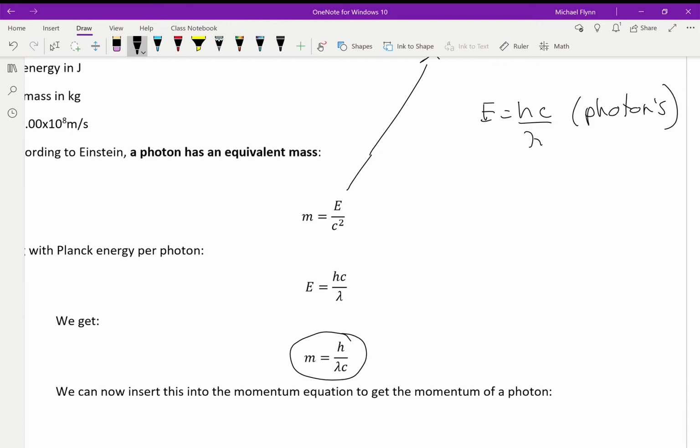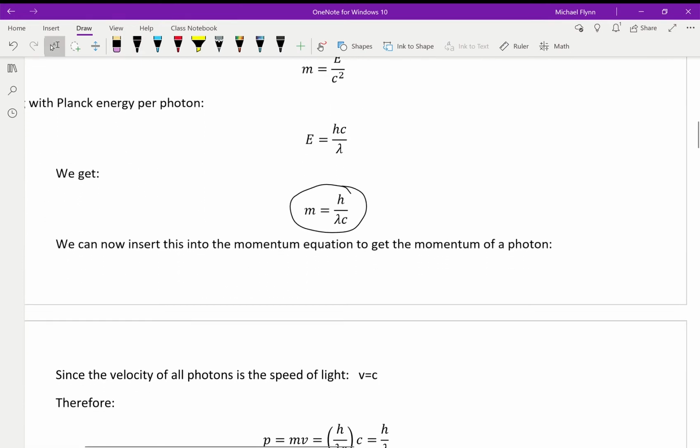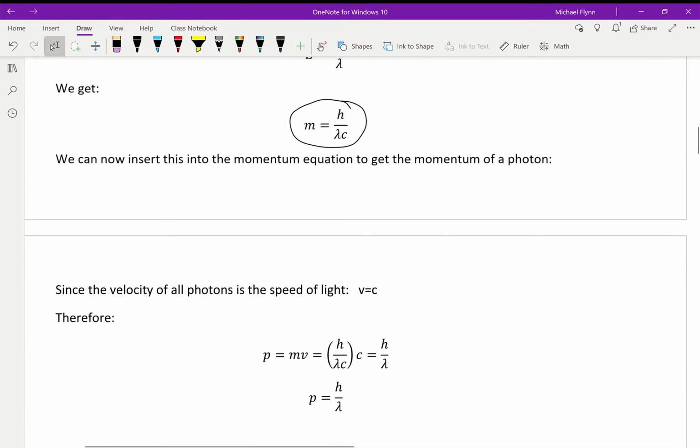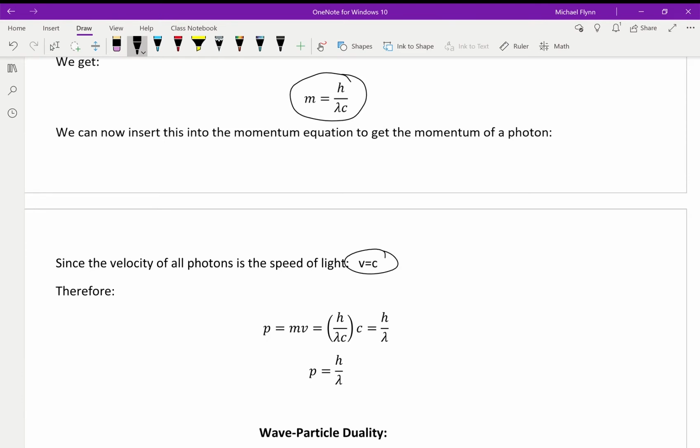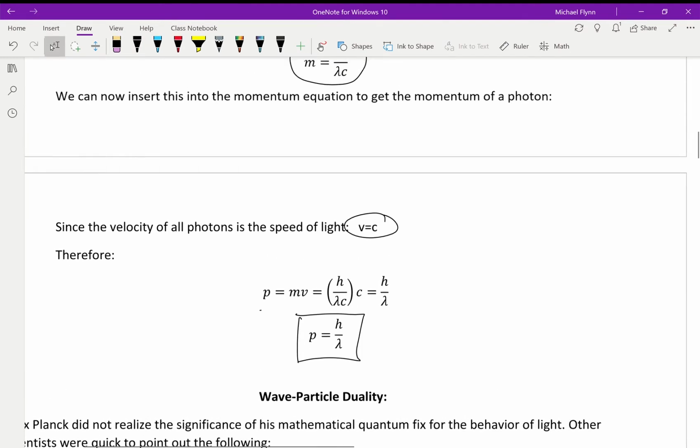So it varies with its wavelength. It's Planck's constant divided by the wavelength times the speed of light. Okay. Now, since all photons travel at the speed of light, so their speed is equal to c, you just have to go momentum equals mass times velocity, and you end up getting this formula here, that the momentum of a photon is equal to Planck's constant divided by its wavelength.